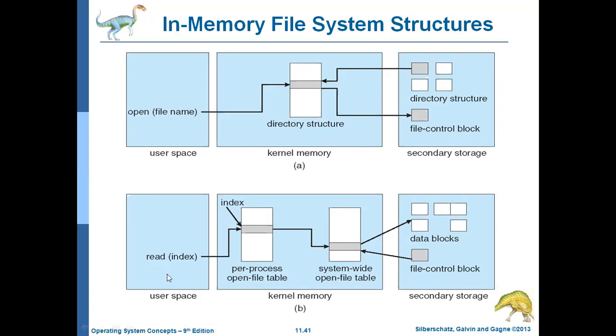What happens with read? You are reading a particular file, so at that time every process has a per-process open file table. It will have an index. What is that index doing? It is pointing towards the system-wide open file table. This points towards the data block. These data blocks are referred to through the file control block, and through that it is noted which data blocks are being asked for, and those data blocks are read for that particular file.